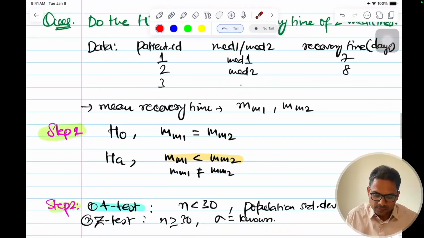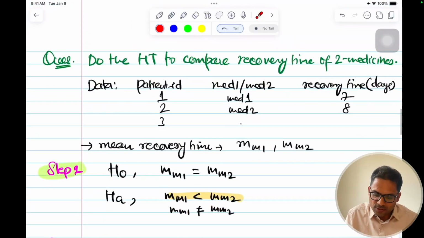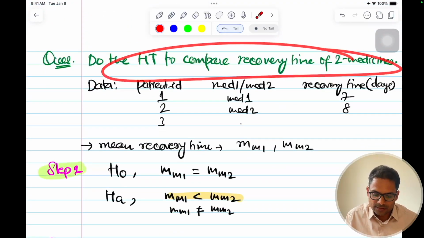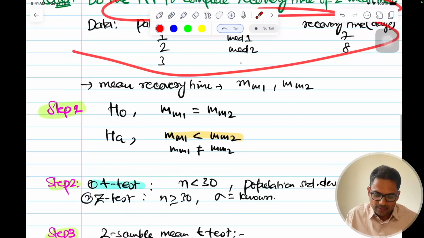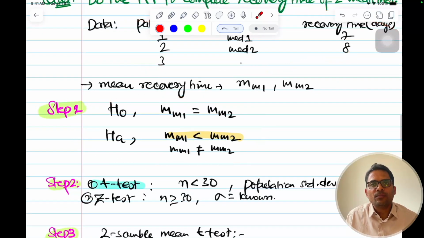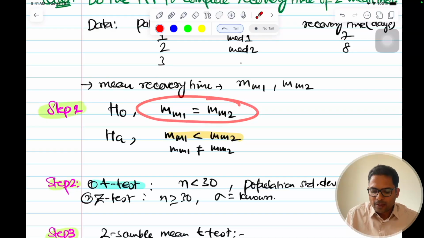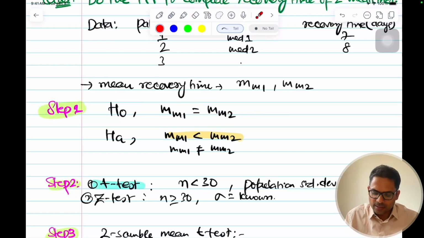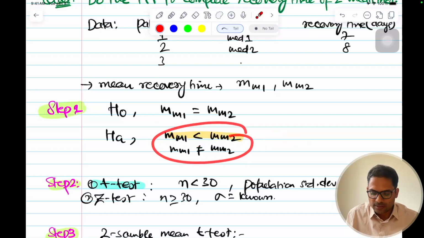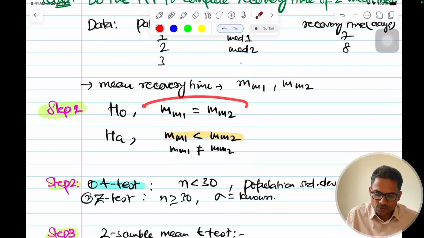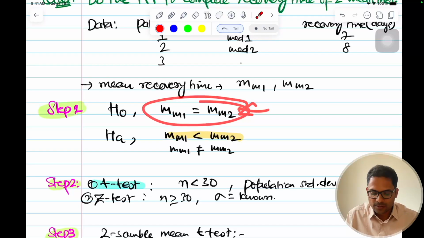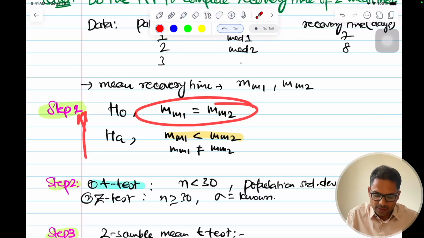Let's do it. So step 1. What are we doing? We are comparing the mean recovery time of 2 medicines, and we have some data. Step 1: get your null and alternate hypothesis. The null hypothesis is that the mean recovery time for medicine 1 and medicine 2 are the same. The alternate hypothesis is that they are not the same. I'll go into the details of this later.